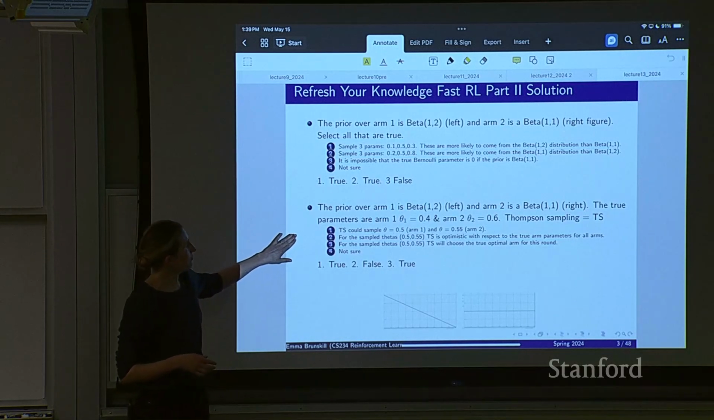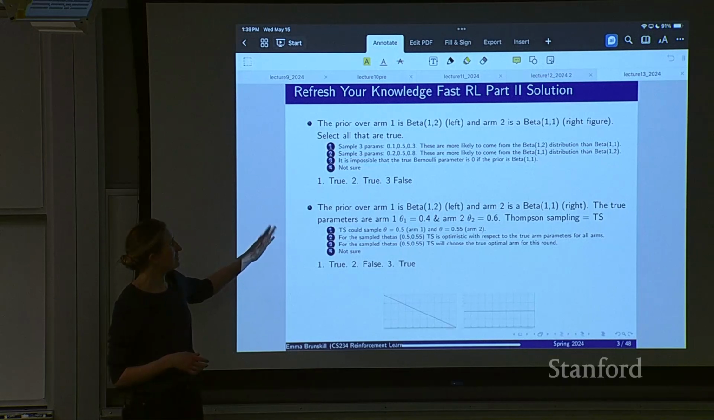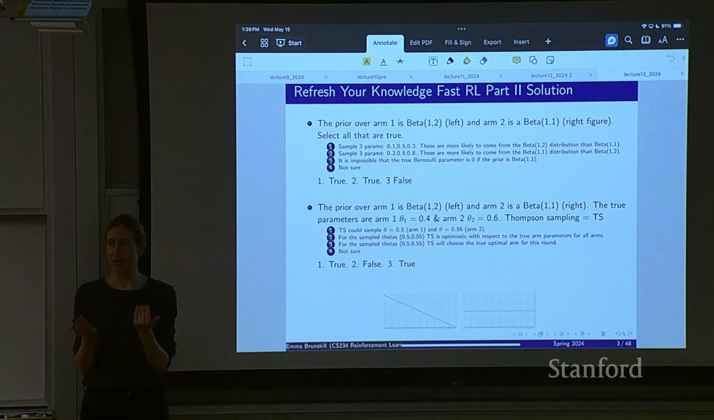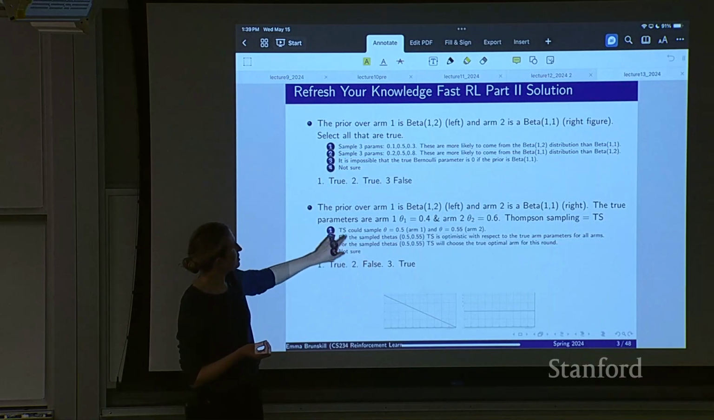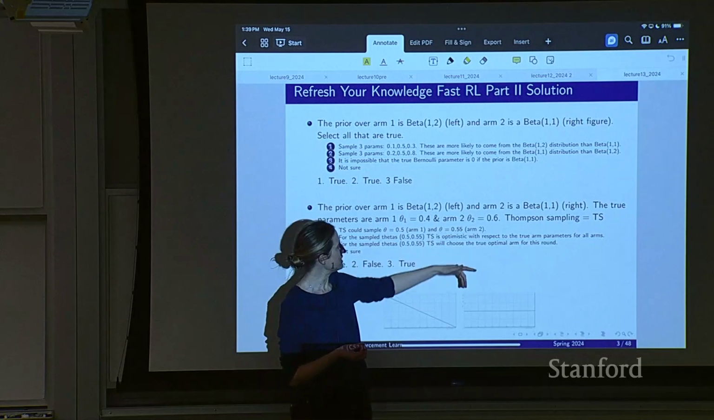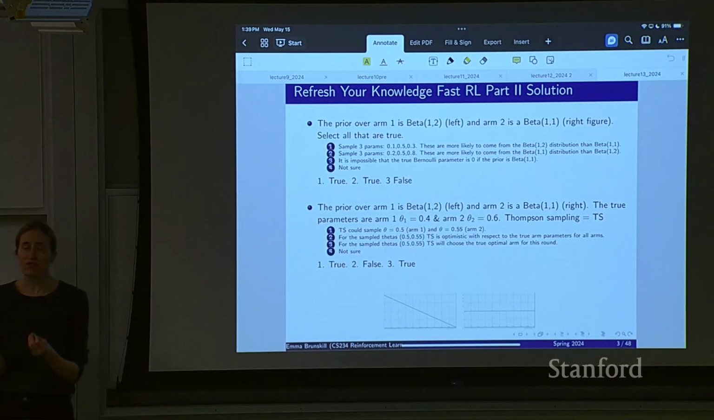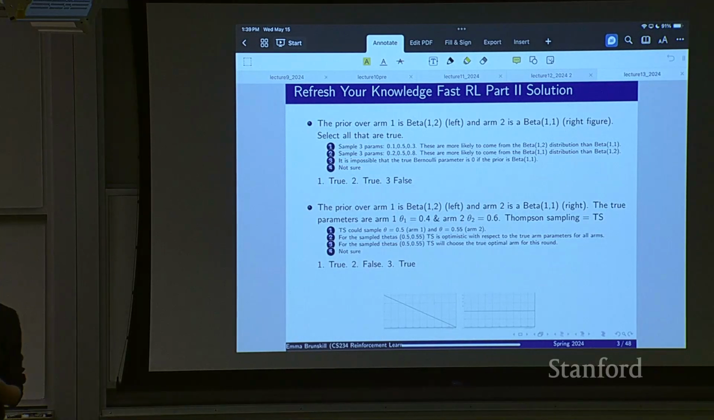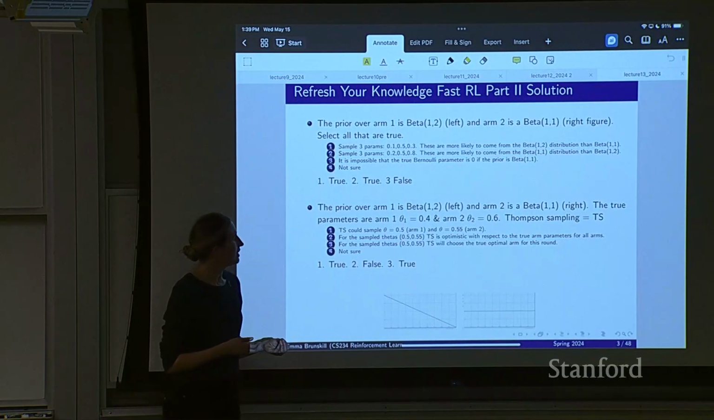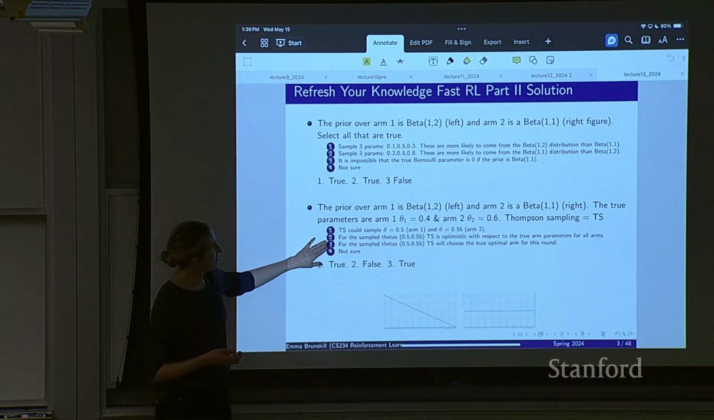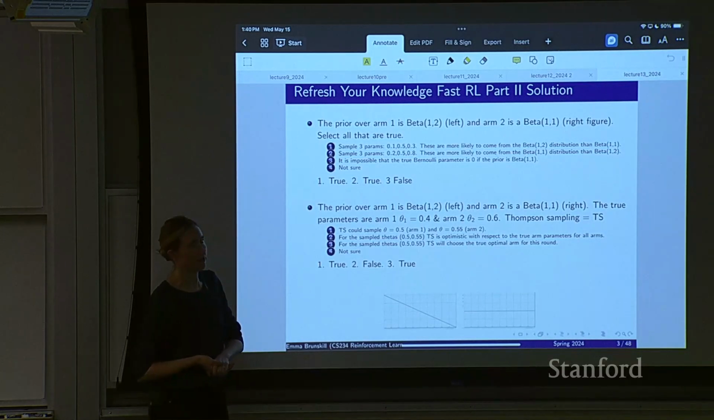And then the second one asks you to think about using Thompson sampling to sample arms. So the first one is true. Given these priors, you could sample either of those values for the underlying parameter for your Bernoulli variable. The second one is false. Let's assume that the real parameters here are 0.4 and 0.6. What this question is asking you to reflect on is that Thompson sampling is not guaranteed to give you an upper confidence bound. So it may instead just select a parameter that is consistent with your prior. And for these particular sampled thetas, it will happen to choose the true optimal arm for this round.